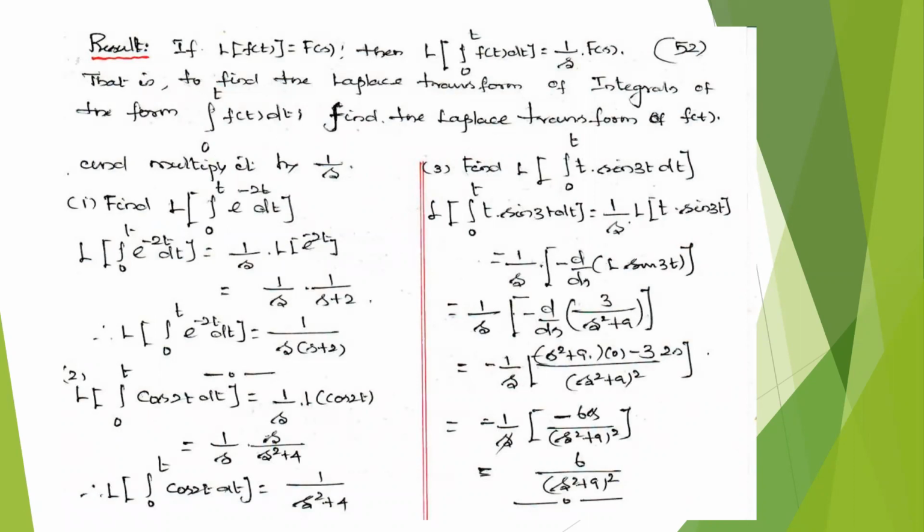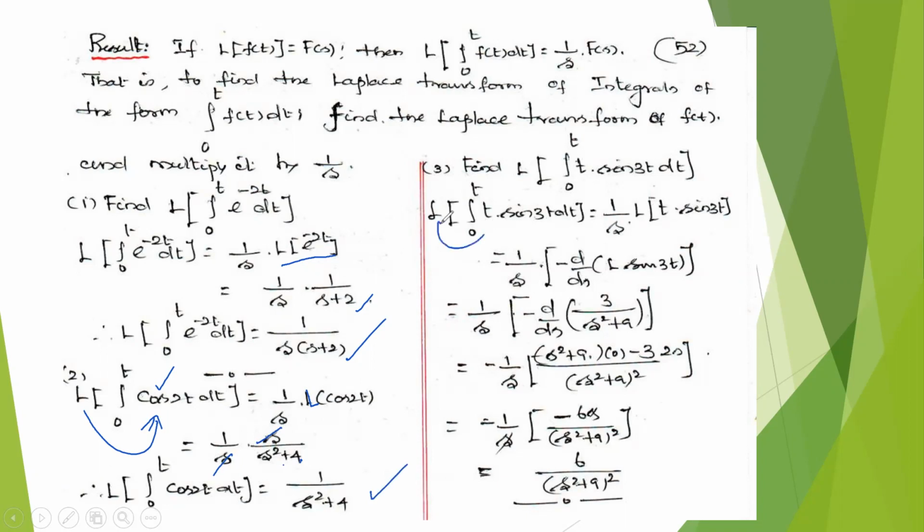Here, the first one, if you see, is the Laplace transformation of the integration over 0 to t of e power minus 2t. So for the Laplace transformation of an integration, 1 by s should be written into the Laplace transformation of this integrand e power minus 2t. Laplace transformation of e power minus 2t is 1 by s plus 2. Therefore 1 by s into 1 by s plus 2 becomes the result. The next one is the Laplace transformation of the integration whose integrand is cos 2t. So 1 by s into the Laplace transformation of cos 2t, s by s square plus 4. If you cancel s and s, the result is 1 by s square plus 4.